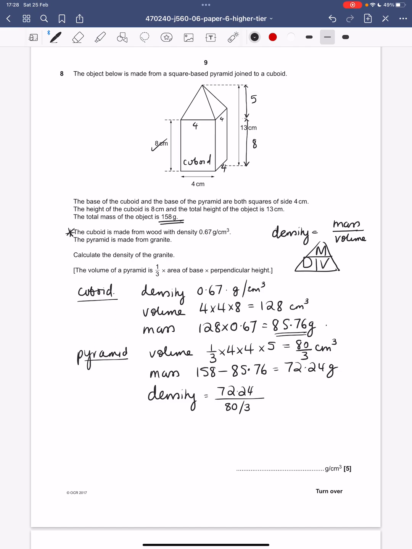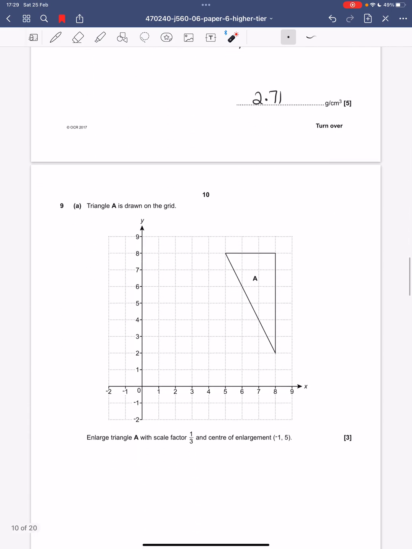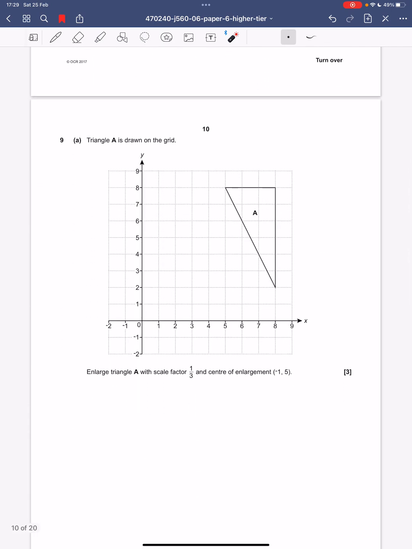72.24 divided by, and look at this in brackets, 80 divided by 3, close brackets, 2.709 grams per centimetres cubed. We've only ever been given 2 decimal places, so I'll put 2.71 to match the accuracy in the question. We've got that there. Okay.